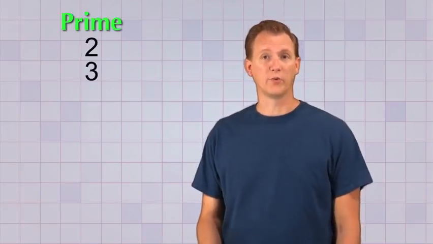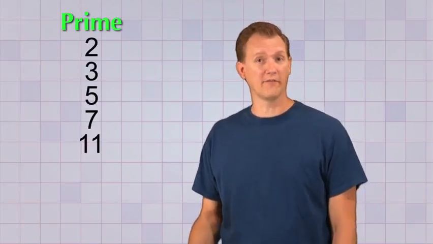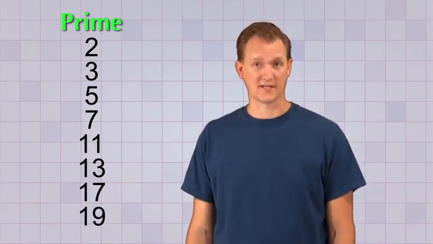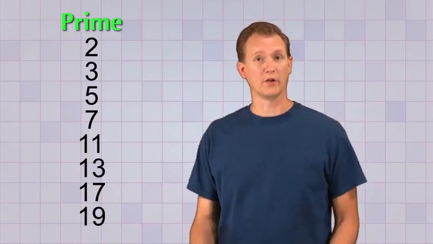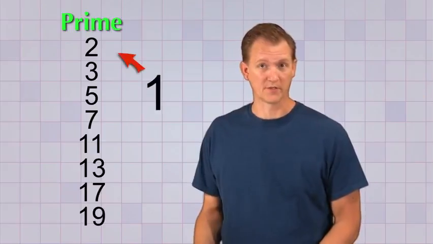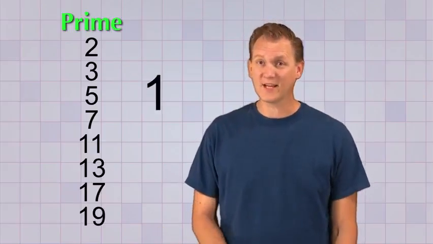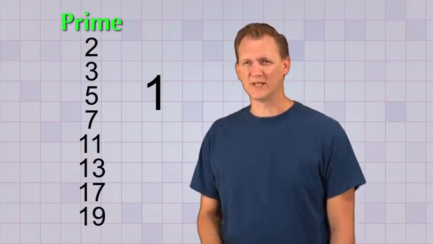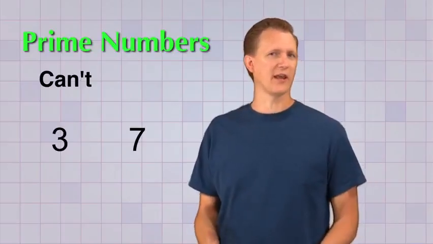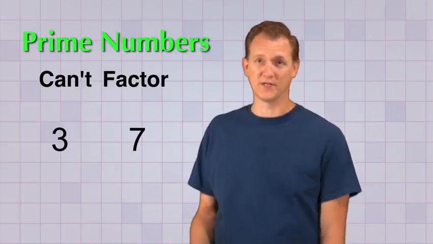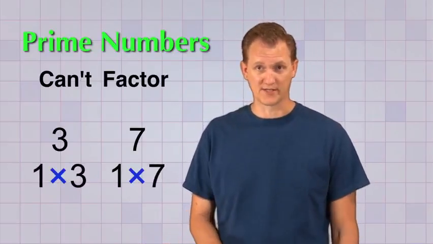There's a lot of prime numbers. Here's a list of all the prime numbers that are less than 20: 2, 3, 5, 7, 11, 13, 17, and 19. They're the ones you'll use most often. Now, some of you might be wondering why 1 isn't on the list of prime numbers. Well, 1 is a lot like a prime number, but for some technical reasons, it's not considered prime. Okay, so in a way, prime numbers are just special numbers that you can't factor. Well, unless you use the obvious factors of 1 and the number itself.